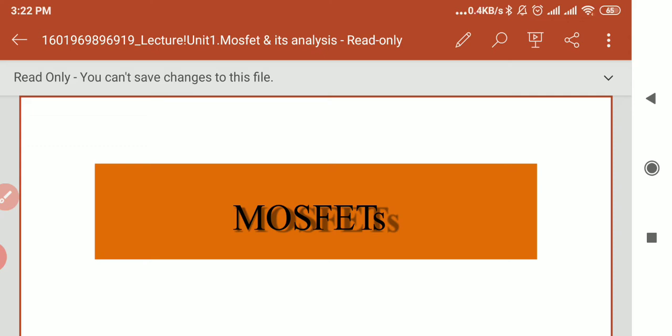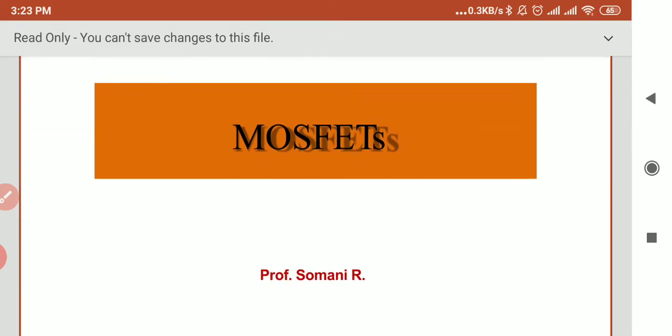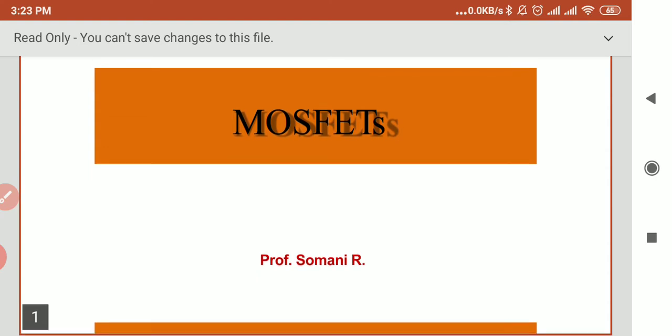We are using active and passive elements: resistors, capacitors, inductors. These elements are called passive elements because they are not able to control and amplify the flow of electric current. Diodes, transistors, and FETs are called active elements because they are capable of controlling and amplifying the flow of electric current.